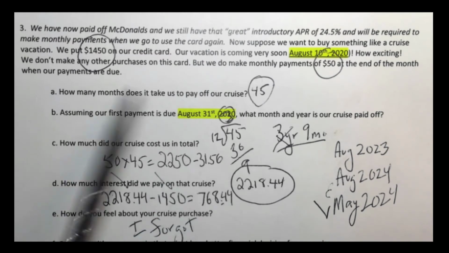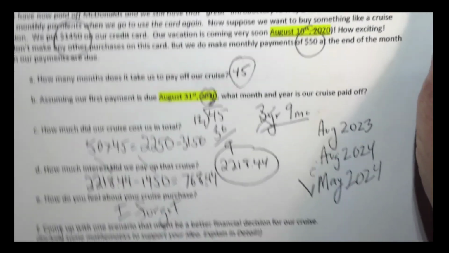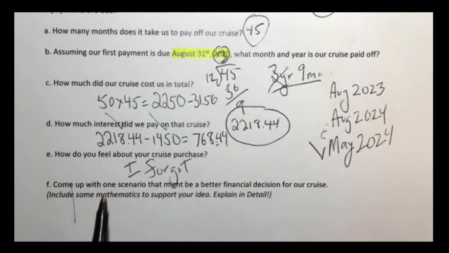So it's a long time to pay off. What would have been a scenario that would have been better? How about making bigger payments? Here, let me move that up. The last question: come up with a scenario that might be a better financial decision for the cruise.